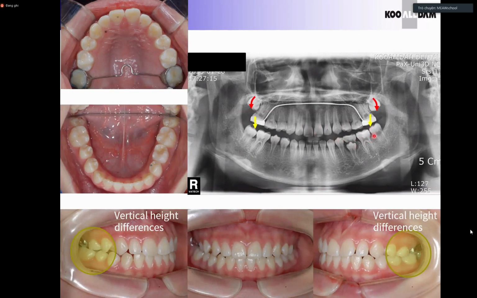We can see the erupted lower second molar. On the other hand, the upper second molar are erupting. What happened? Due to the posterior discrepancy, these teeth push the upper first molar, and for over eruption of these teeth. When you use TPA, finally we can see the vertical height differences between upper first molar and lower first molar.